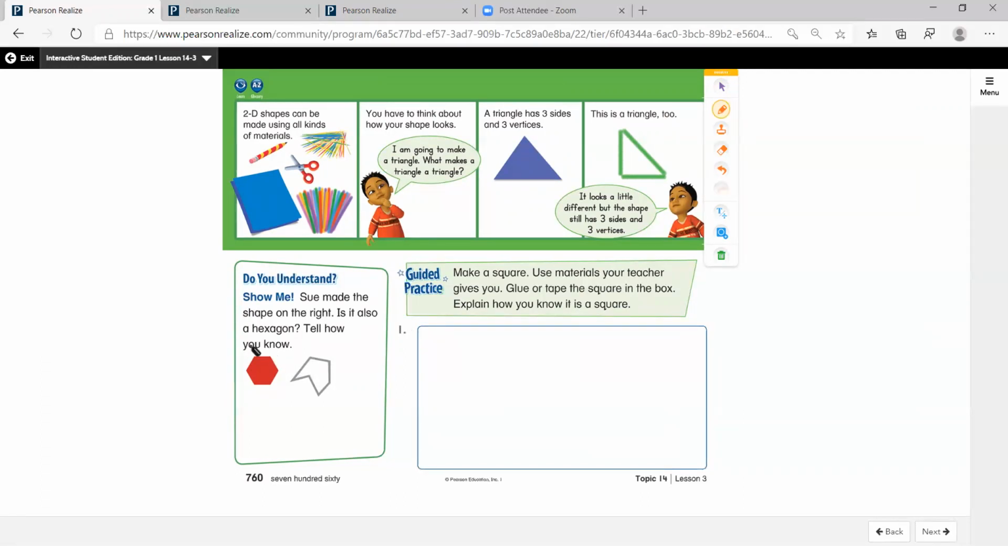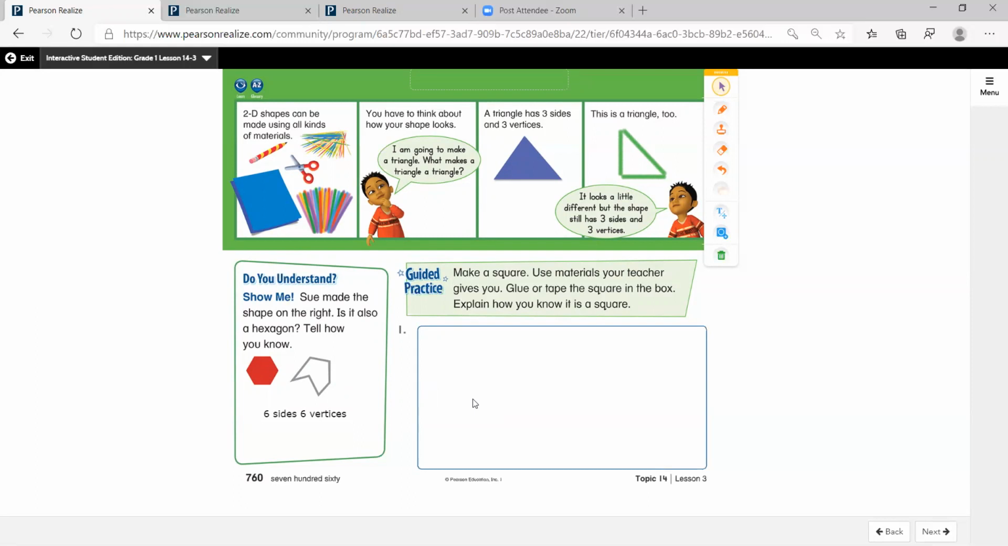So while it does not look like a regular hexagon, our second figure is still a hexagon because what makes a hexagon is that it has 6 sides and 6 vertices. So even though the example in gray is a little bit irregular looking, it still is a hexagon because the defining feature for a hexagon is that it has 6 sides and 6 vertices.